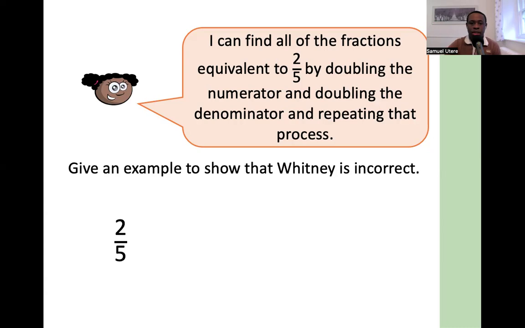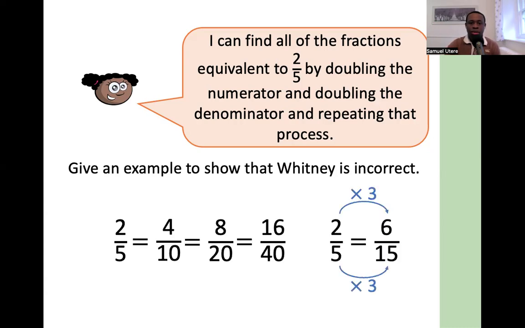So we can use 3, we can use 4, we can use 5. You can keep counting. So even though 2/5 can create other equivalent fractions, what about if we use 3? What about if we use 4? What about if we use 5? We will create other equivalent fractions that are equivalent to 2/5. So Whitney is wrong.